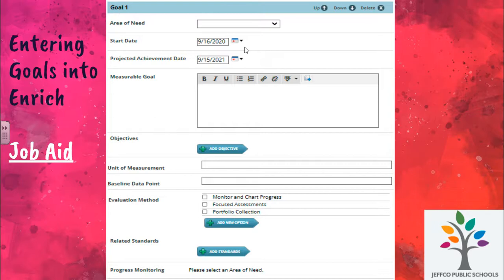So, for example, if you have 75% accuracy in 4 out of 5 trials, your progress monitoring should also be a percentage. You want those things to match. And allow Enrich to walk you through as much of this process as it can.